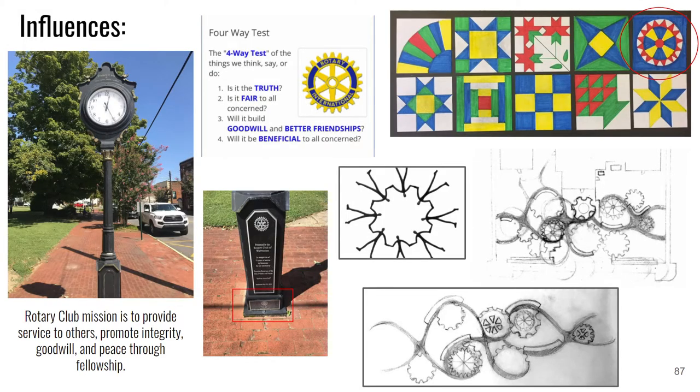In this instance, the student looked at the clock tower and was inspired by the expression that was written on the bottom of it. Is it the truth? Is it fair to all concerned? Will it build goodwill and better friendships? And will it be beneficial to all concerned? And for her, that really embodied, it was really close to the golden rule, and the world would be a better place with that.